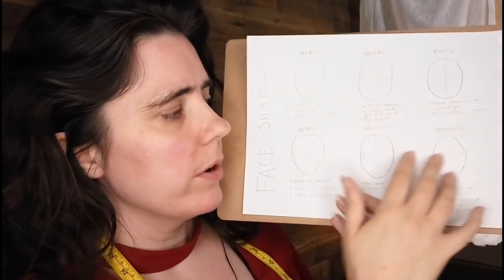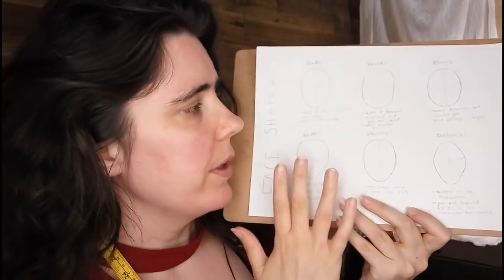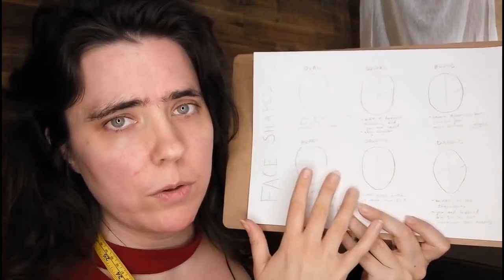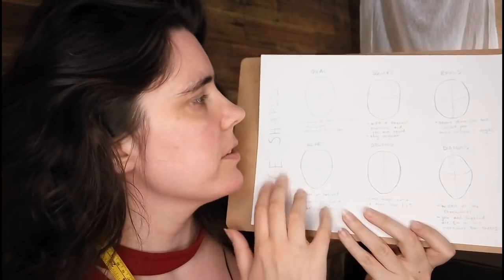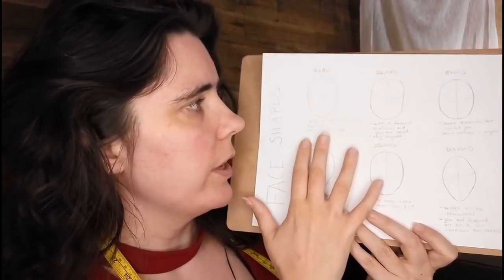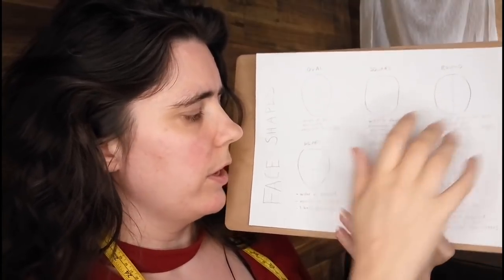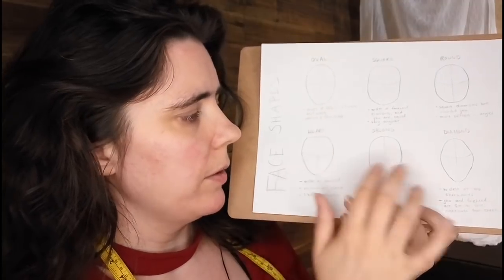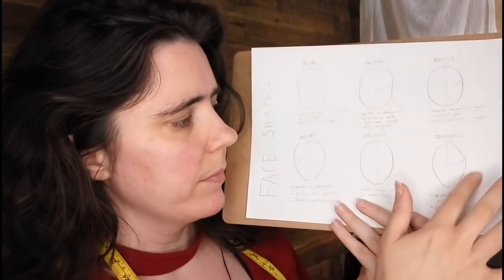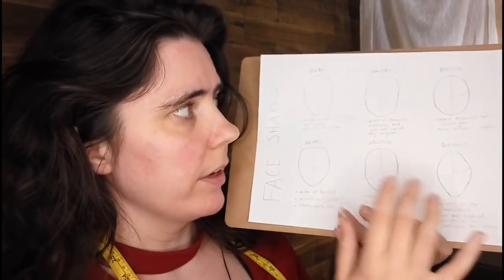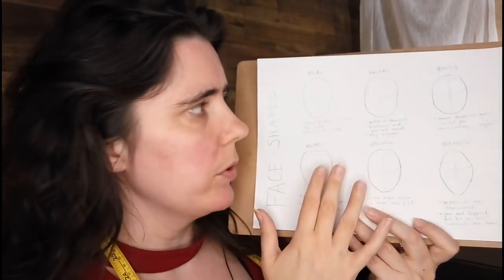Okay, so what I have here, just going to let you see. So basically, for face shapes, we have 6 different shapes, and all faces will fall in one of these 6 categories. We have an oval shape, a square shape, a round shape, heart shape, oblong, and diamond. And with each of these shapes, there's different characteristics that kind of set them apart.